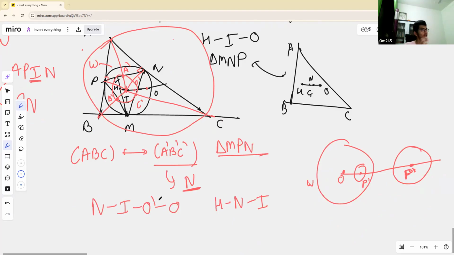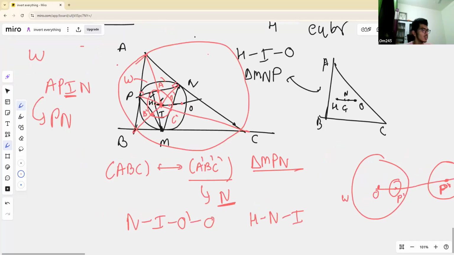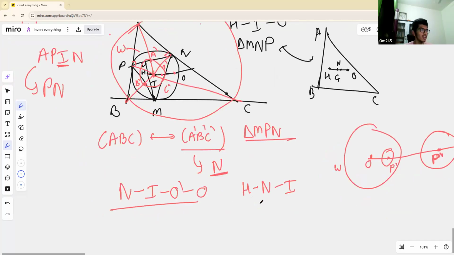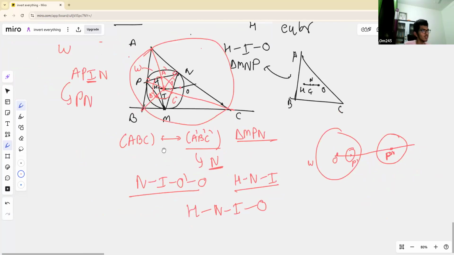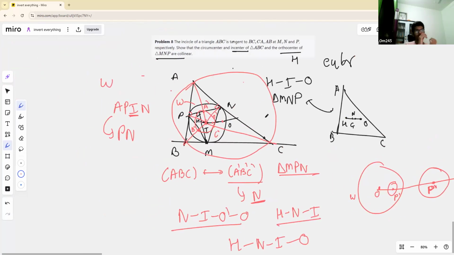Centers do not map to centers, but they lie on the same line passing through the center of inversion. So this is proved by the Euler line. That just implies H, N, I, O are collinear. So these things are always collinear, which is a very nice fact to work with. So does everyone understand?